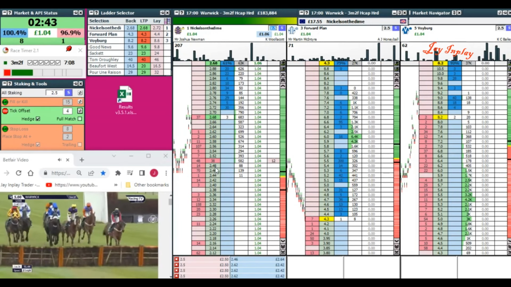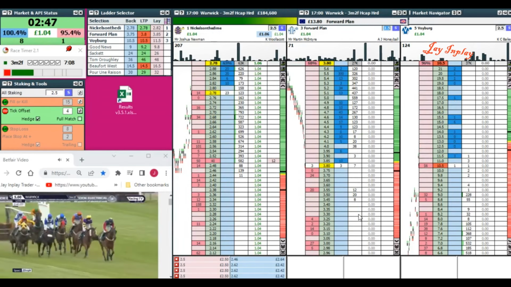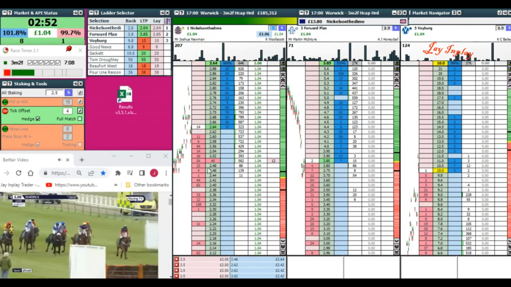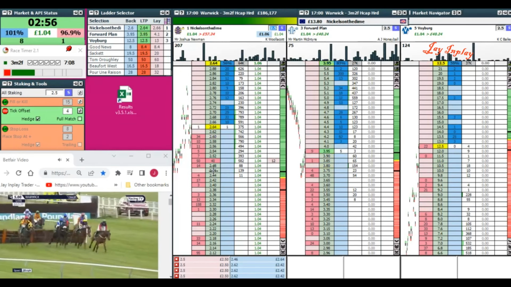Port and Raison along on the wide outside, jumping that hurdle in a close fourth in front of Good News and Beaufort West and Forward Plan. And finally Tomo Roughly over the 6th. Sackett from Nichols on the Dime.